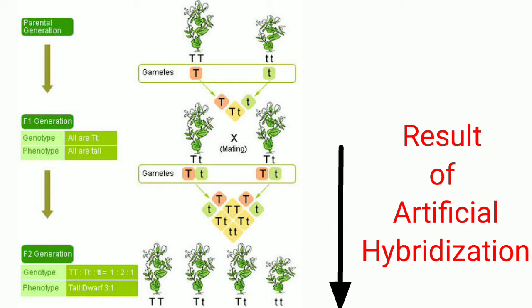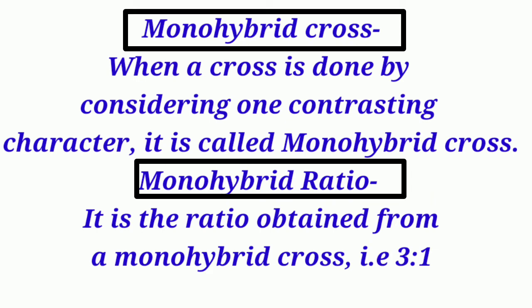So let's start with the monohybrid cross. When a cross is done by considering only one contrasting character, it is called a monohybrid cross. The monohybrid ratio is the ratio obtained from a monohybrid cross, and the monohybrid ratio is 3:1. These are the experimental results of Mendel's experiment. Now let's learn how a cross is done and how we obtain the monohybrid ratio.